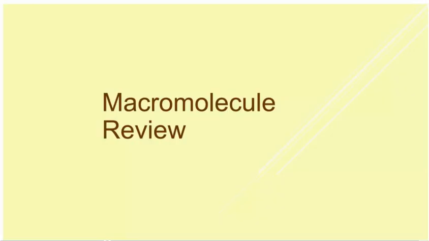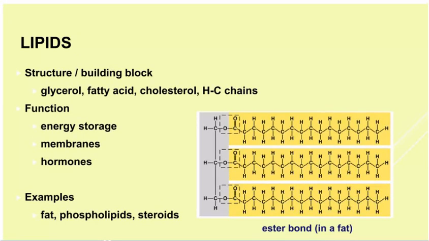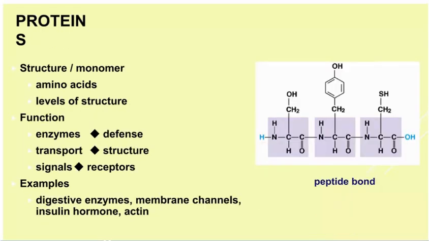So macromolecules review. Carbohydrates: the monomers are monosaccharides; functions are energy, energy storage, structural components; examples are glucose, starch, cellulose, glycogen, with glycosidic bonds here. Lipids: building blocks are glycerol, fatty acids, cholesterol, hydrocarbon chains; functions are energy storage, membranes, hormones; examples are fat, phospholipids, steroids. You can see the ester bond in fat.